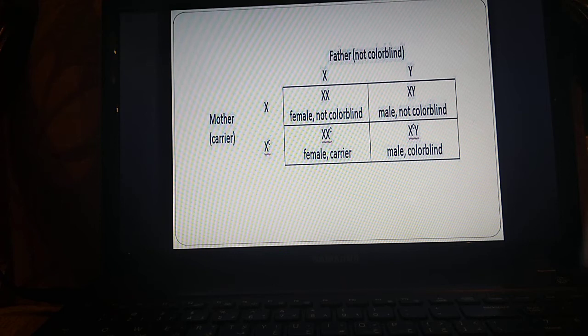She has one recessive allele. She doesn't have 2 recessive alleles.